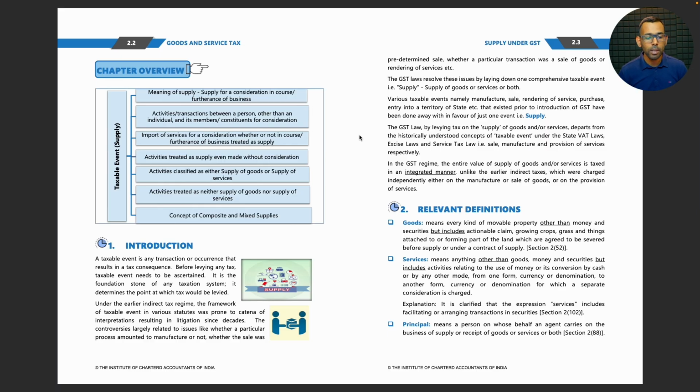A taxable event is any transaction or occurrence that results in a tax consequence. Before levying any tax, the taxable event needs to be ascertained. It is the foundation stone of any taxation system. It determines the point at which tax would be levied.